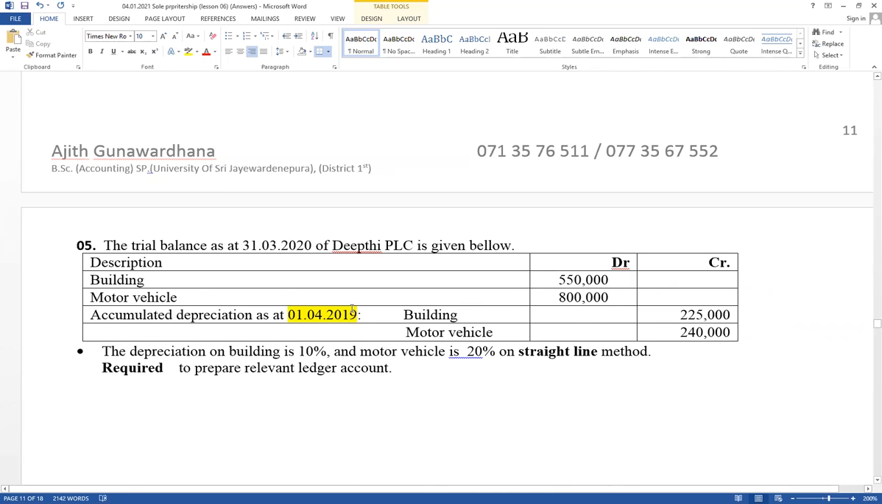Think about this example. It has given accumulated depreciation opening balance. There is no depreciation expense account in the trial balance. Annual depreciation not recorded yet.